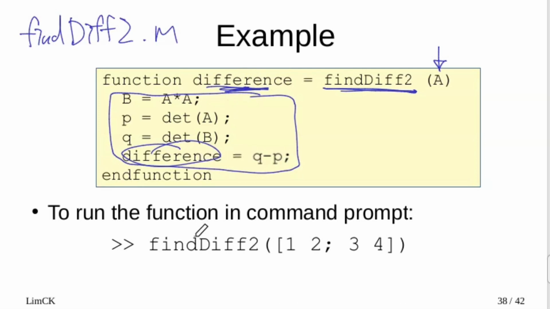So for example, if you run this function like this, finddiff2 with 1 2 3 4, it means you input a matrix 1 2 3 4. This will be the A, and then you find the determinant of A, you find the determinant of the matrix multiplication B of A, and then you find the difference. The difference will become the output. You get the output here. So this is the user-defined function.